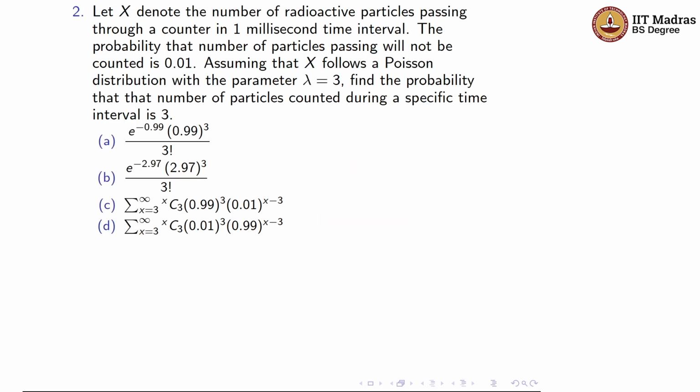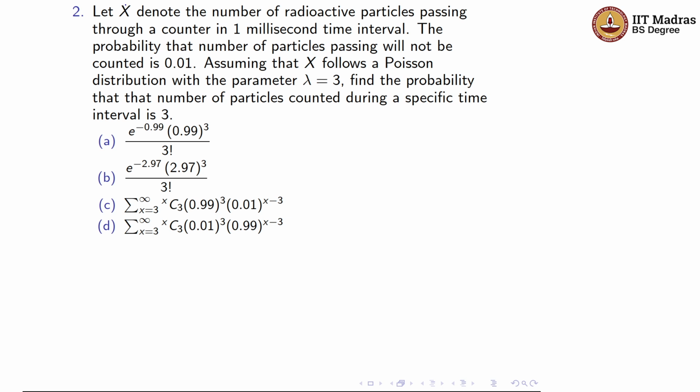Question number 2. Let x denote the number of radioactive particles passing through a counter in 1 millisecond time interval. The probability that the number of particles passing will not be counted is 0.01. Assume that x follows a Poisson distribution with parameter lambda equal to 3. Find the probability that the number of particles counted during a specific time interval is 3.